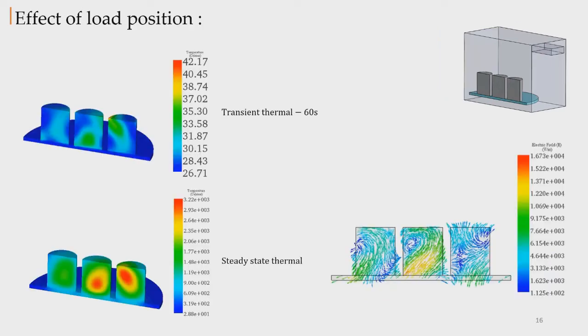Now what about the load position? Let's check the case of multi-loads. In the right figure, we have the electric field animation versus phase for an excitation power of 500 watts. The left side figures are showing the temperature distribution for the transient thermal solution during 1 minute of heating, and below it the steady state solution. As you can see, we obtained a non-uniform heating profile and rate across the 3 loads, which confirms the importance of the load position inside the microwave cavity and its effect on the achieved heating.